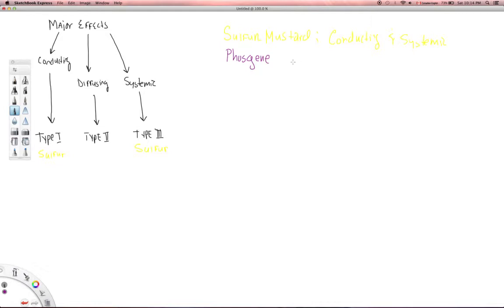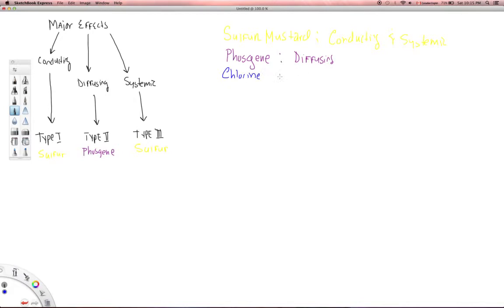Okay, phosgene. And phosgene is primarily a diffusing airway. Okay, so it's primarily type 2. So I'm going to put phosgene right here. All right, primarily has its effects in the alveoli. All right, and then we will make this blue.